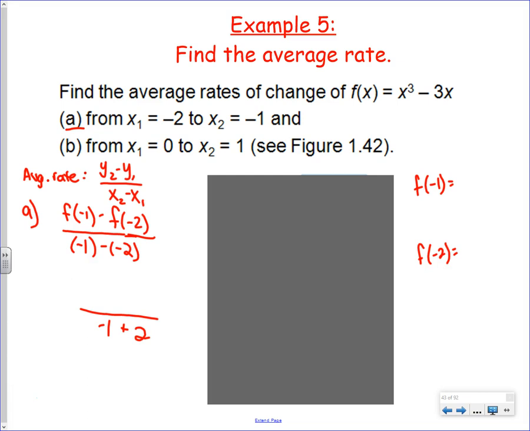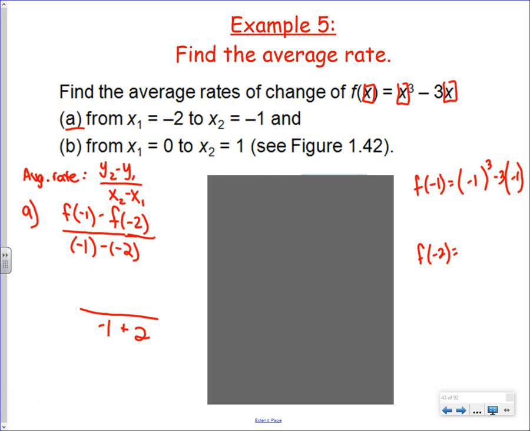Guys, remember what we do whenever we have an f of that's something other than x? What do we need to do? Plug it into the input spaces, right? So we're going to cube something minus 3 times something. And who's that something? Now it's negative 1. Get it in, right?